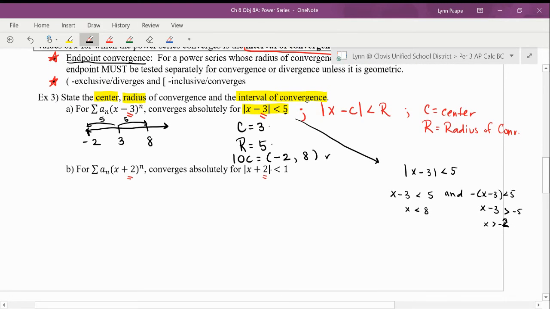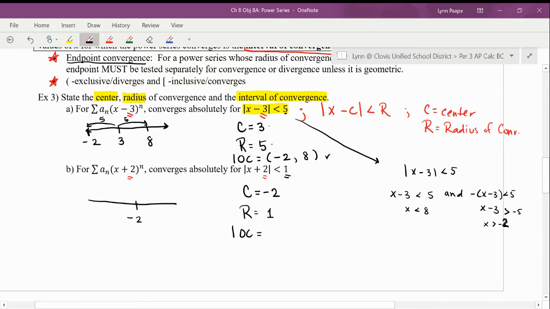All right, so let's go ahead and take a look at this one right here. So again, we're converging absolutely for this equation. So then I'm looking here. So my center, what am I subtracting from x? That would be -2. My radius of convergence, so I'm looking here, would be equal to 1. So then my interval of convergence, right? So I'm centered at -2.